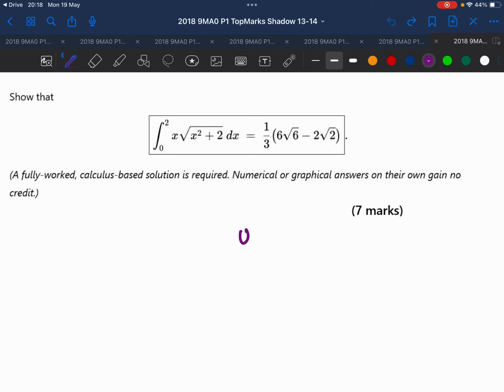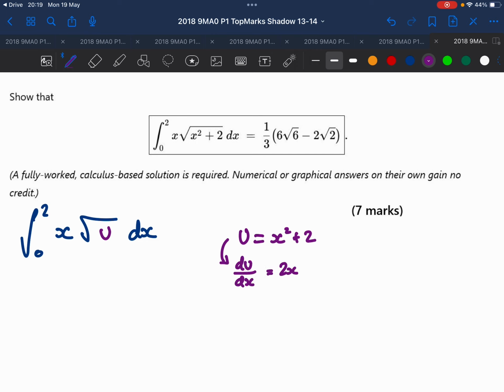Let's try u equals x squared plus 2, and let's keep track of what that's going to do on our left hand side. So that's 2 to 0, that's x, that's root, and that will now be root u dx. The step we're going to want to do next, always with a substitution, is du dx, which is going to be equal to 2x. And let's do the approach where we get dx on its own. There's a few different ways we can do this, but let's say 1 over 2x du is going to be equal to dx.